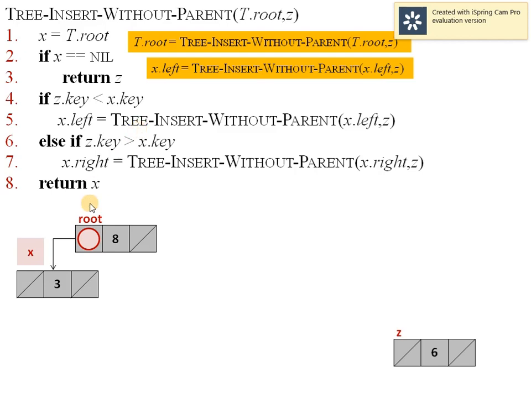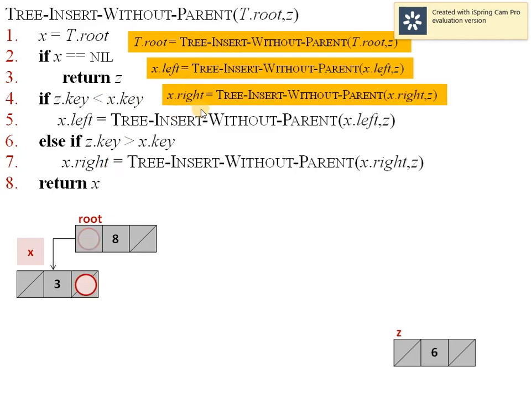Then, as a result of this function call, we have to again start from line number 1, and now x will point to x dot left. So we are at node 3. Since 3 is not equal to null, again we have to compare 3 and 6. Is 6 less than 3? No. So line number 7 will be executed now.